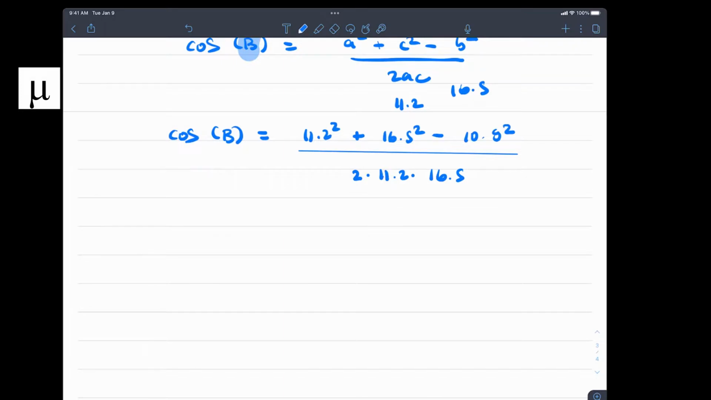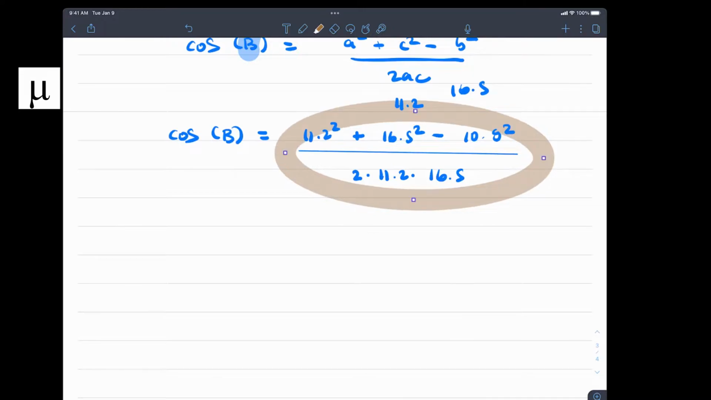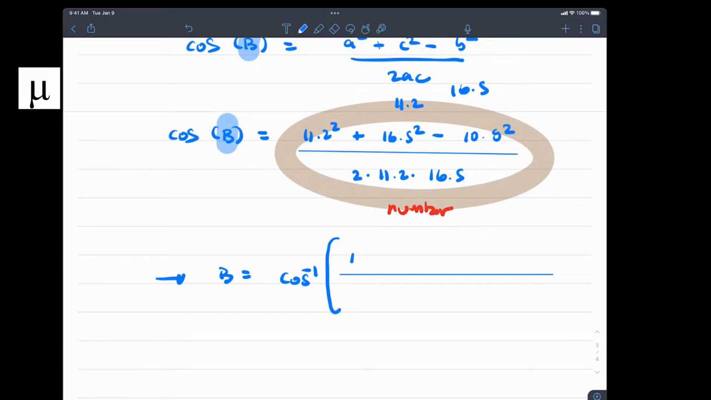Okay, now what you're going to get over here, so you guys know, is you're going to get a number like you guys did before. Isn't that a number? You're going to get this number here. And you're trying to find what? Angle B. How do you get that angle? B will be inverse cosine of what? 11.2 squared plus 16.5 squared minus 10.8 squared over 2 times 11.2 times 16.5.